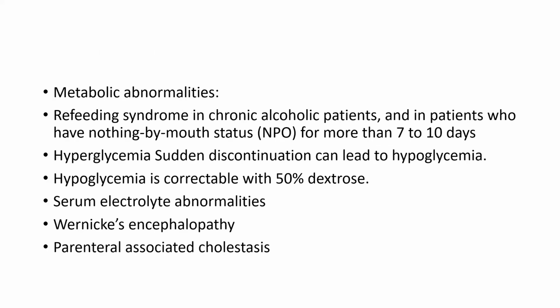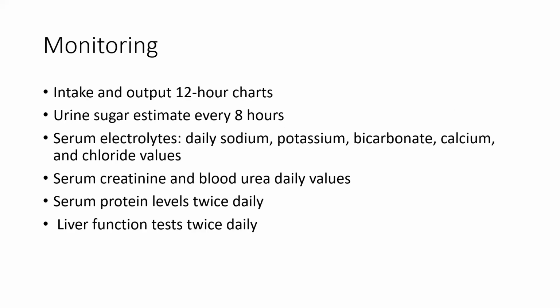Now the metabolic abnormalities: refeeding syndrome. Refeeding syndrome occurs in chronic alcoholic patients and patients who have nil by mouth status for more than 7 to 10 days. Then there is hyperglycemia. Sudden discontinuation can lead to hypoglycemia. Hypoglycemia is corrected with 50% dextrose. Then serum electrolyte abnormalities, Wernicke's encephalopathy, and parenteral nutrition associated cholestasis.